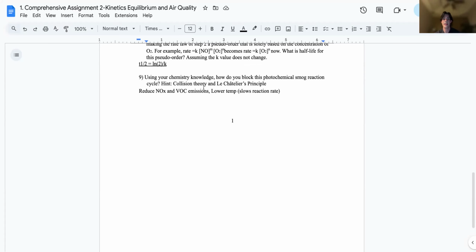And for number 9, to block the photochemical smog, it's best to reduce the NOx and the VOC emissions, and also to lower the temperature, because lowering the temperature slows down the reaction rate.